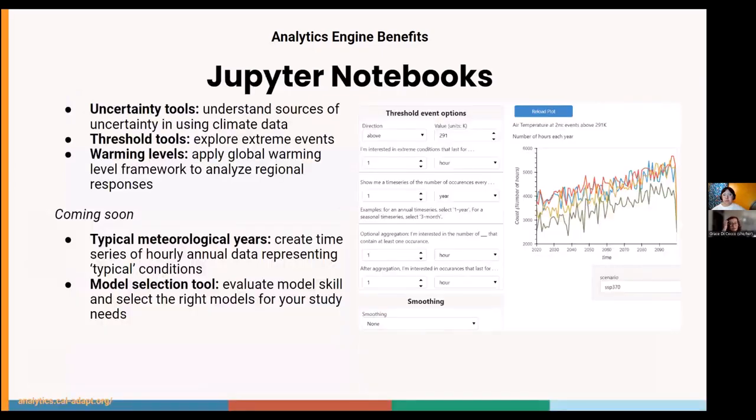And then we have different tools for understanding climate uncertainty, exploring extreme events, and also we support a warming levels framework. So if you want to think about California when the world has reached 1.5 degrees or 2 degrees of warming, which is a really common framework for the international policy conversation. And then one thing I'll highlight that we have coming soon is a tool to evaluate different model skill and select the right model for your study needs, depending on the variable you're interested in or the geographic area.